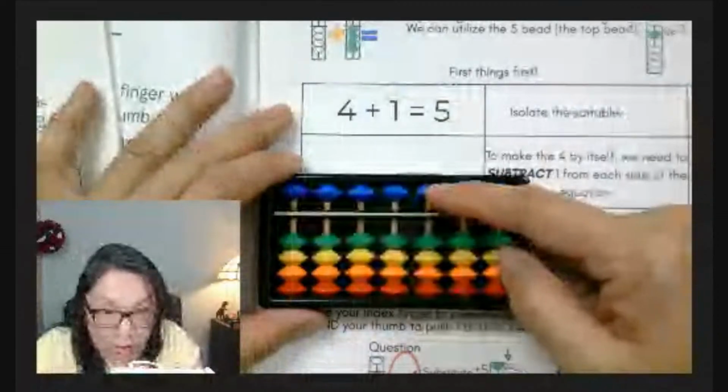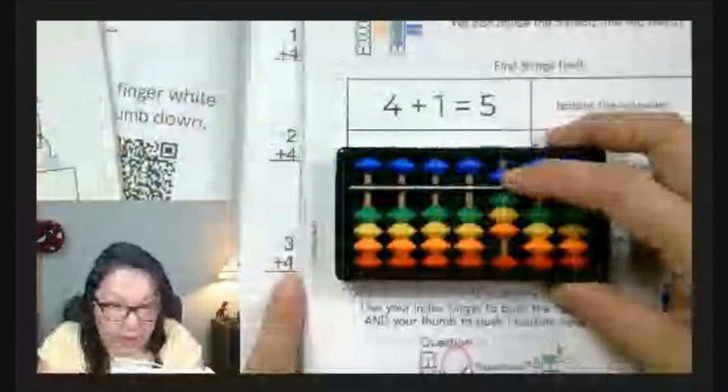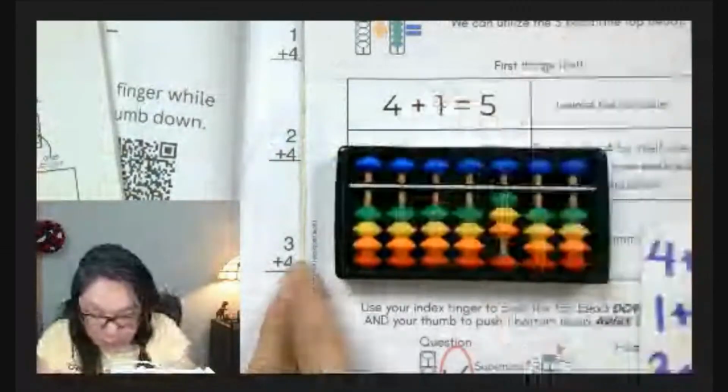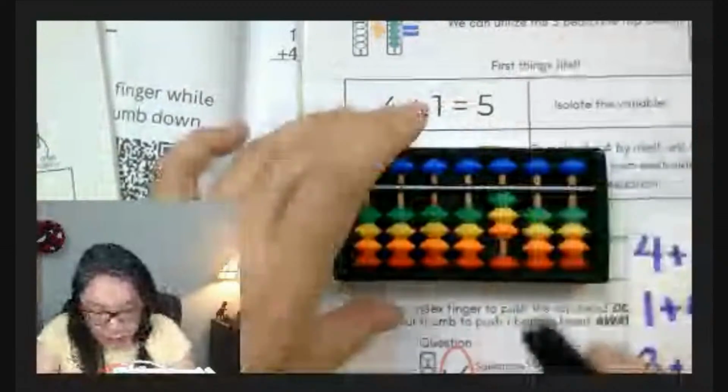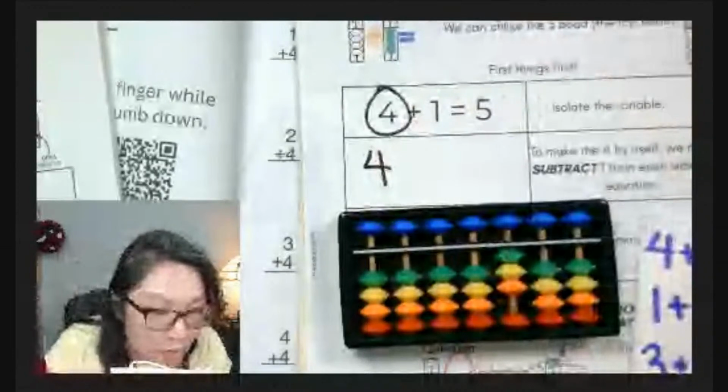What does that mean? Well, notice we have this 5. This 5 is what we're going to utilize. So my question is this 3, but now if I add the 5, it's too much, right? Because what I want to do is add the 4. To add the 4, I need to isolate the variable.